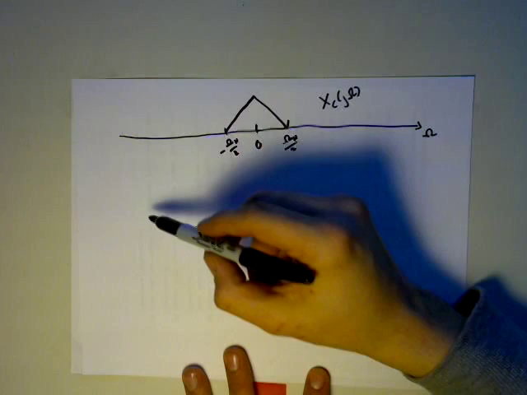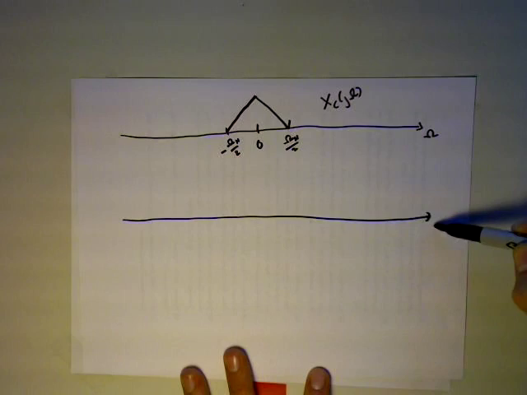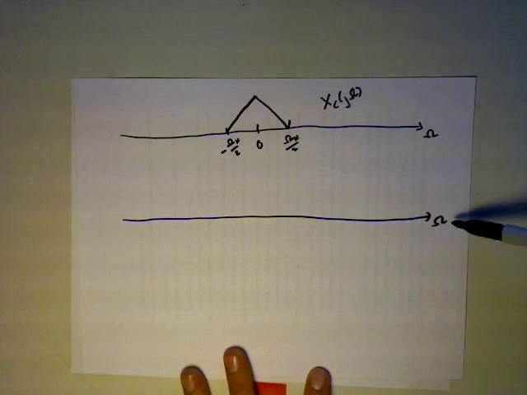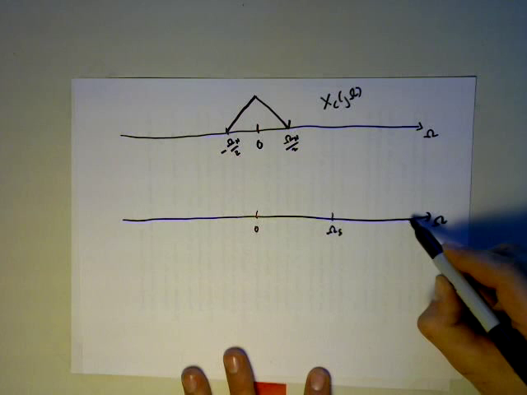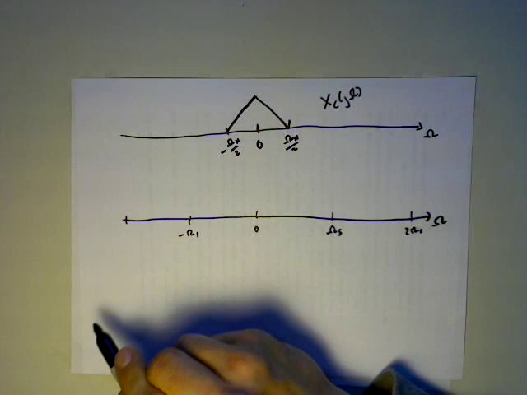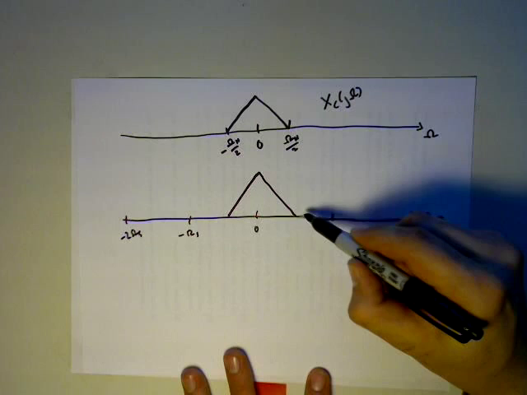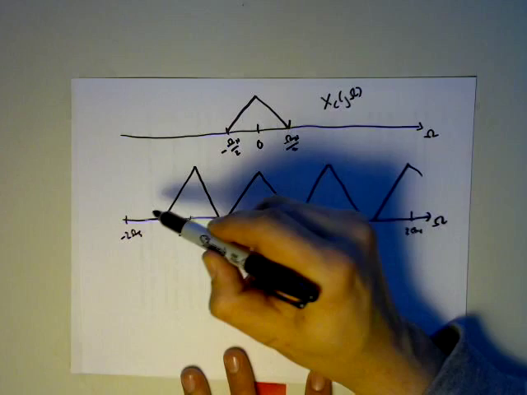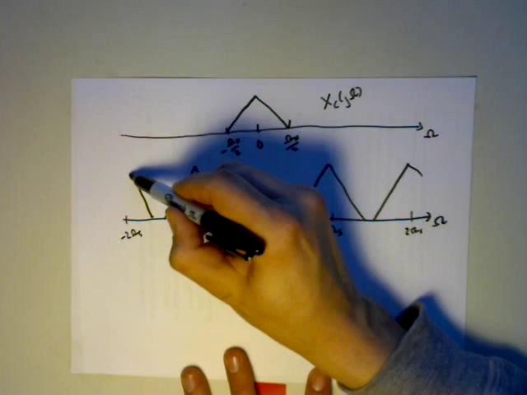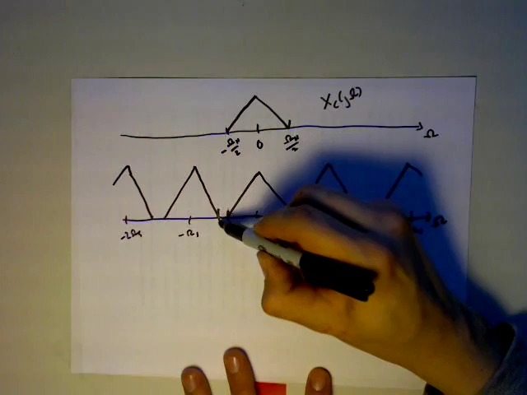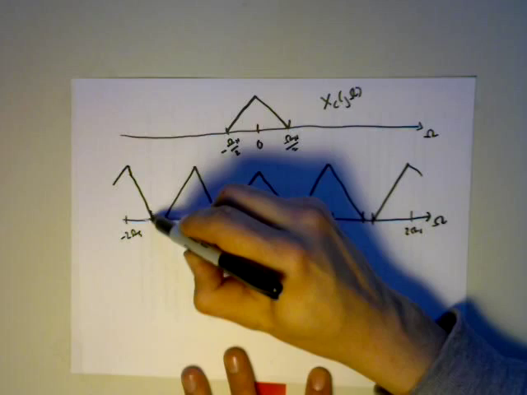Now, what happens when we sample this? As we've discovered mathematically, we should have periodic replicas every omega s. So we're going to have something that looks like this, something that looks like that. Notice how there is no overlap because I intentionally chose omega s to be greater than omega n.